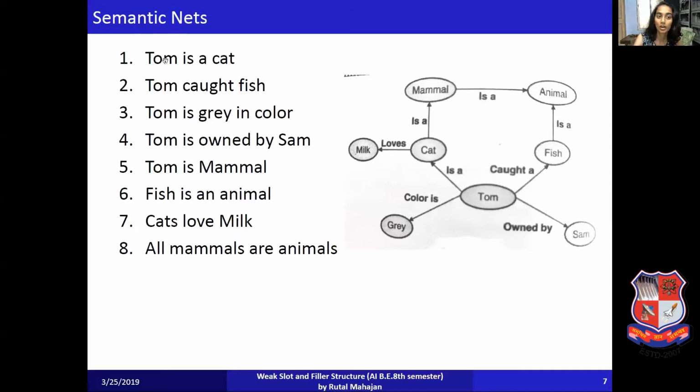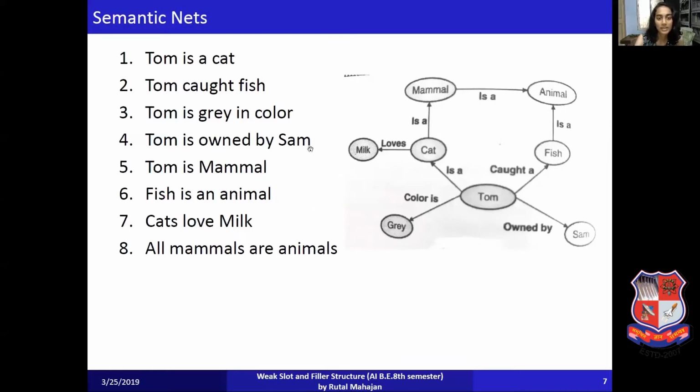Let's see. Tom is a cat. We can see clearly over here, cat and Tom is related with is a relationship, binary relationship, is a. We can represent it easily, Tom and cat with relation, is a on this arrow. Tom caught fish. Tom and fish is related with caught relationship. Okay, so these two concepts are connected with this arrow using caught label. Tom is gray in color, means Tom and gray, these two entities are connected with relationship color. Tom's color is gray.